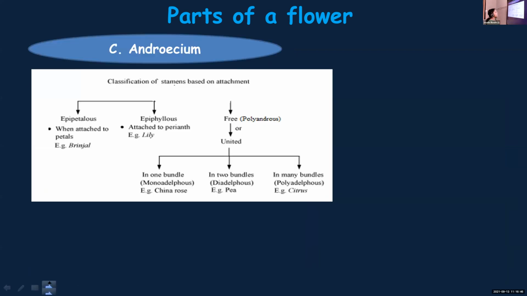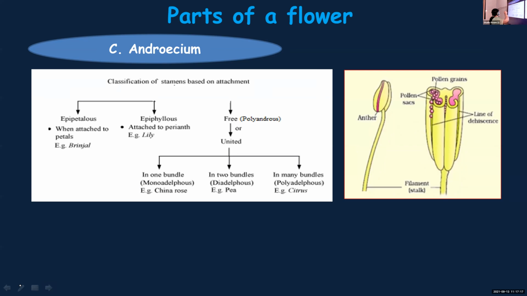Classification of stamens based on attachment, where they are attached. Accordingly, you can categorize stamens into 2 types, epipetalous and epiphyllous. That is one mode of classification. One more classification is there based on whether they are attached or not. And the first classification is based on where they are attached.